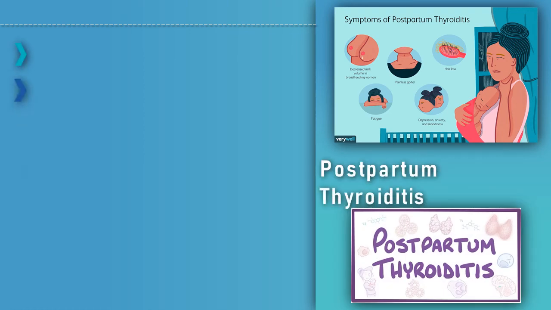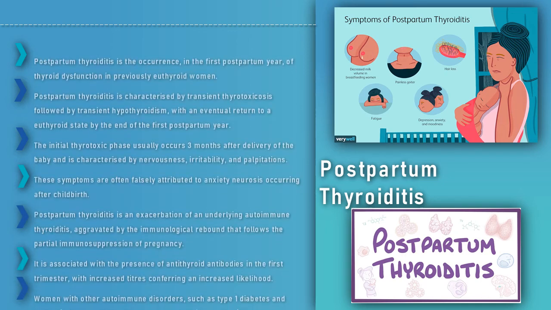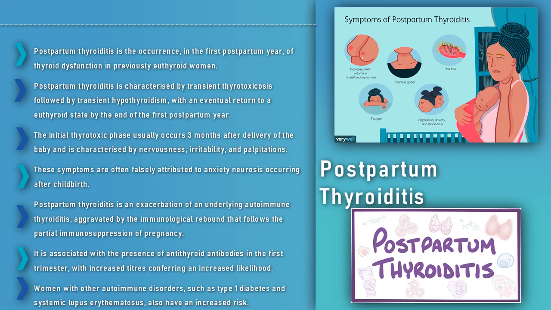Postpartum thyroiditis is the occurrence in the first postpartum year of thyroid dysfunction in previously euthyroid women. Postpartum thyroiditis is characterized by transient thyrotoxicosis, followed by transient hypothyroidism, with an eventual return to a euthyroid state by the end of the first postpartum year. The initial thyrotoxic phase usually occurs about 3 months after delivery of the baby and is characterized by nervousness, irritability, and palpitations. These symptoms are often falsely attributed to anxiety neurosis occurring after childbirth.